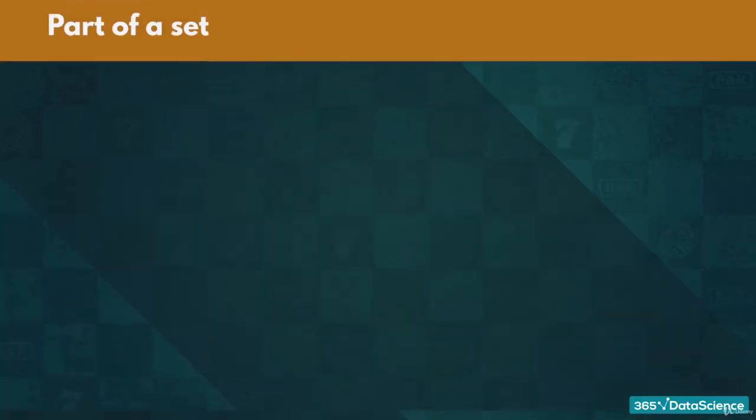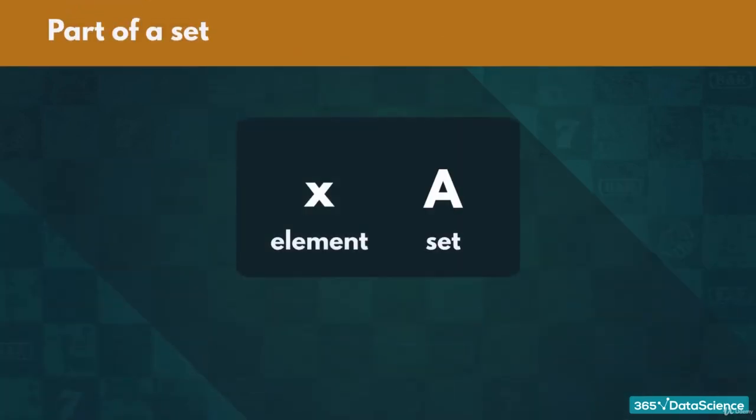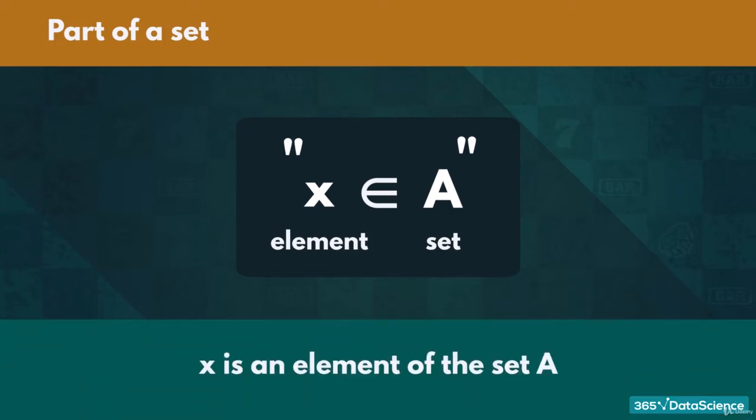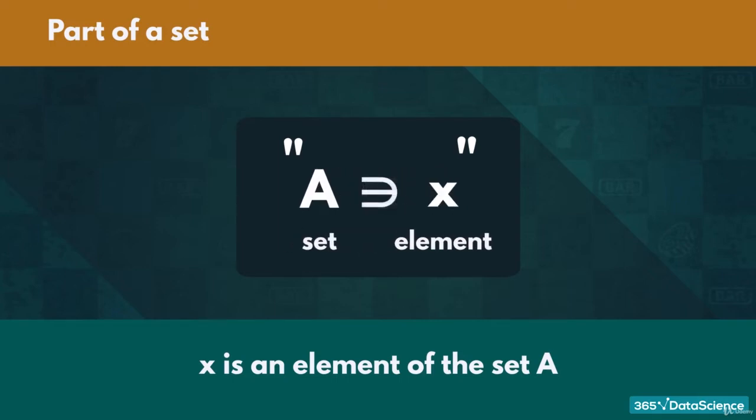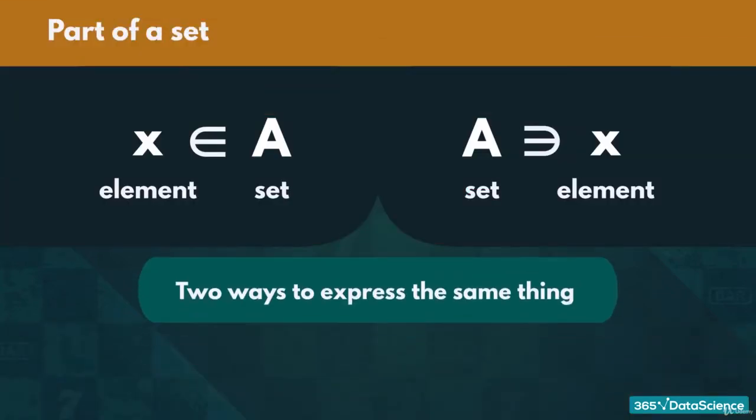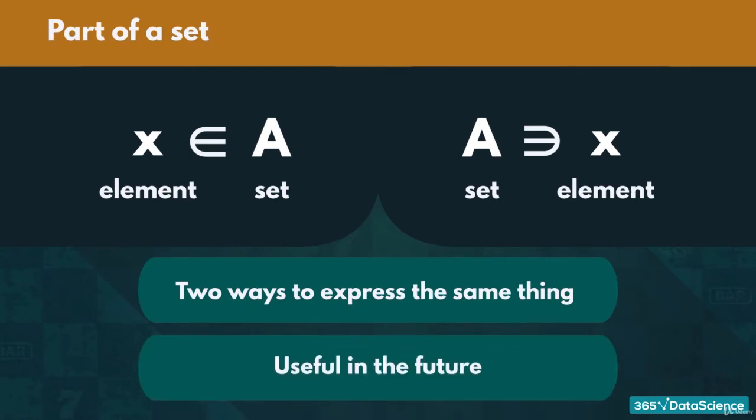When working with them, we often want to express if an element is part of a set. The symbol we use to denote that is the ∈ symbol. We read it as "is an element of," or simply "in." For instance, the following statement reads as x in A, meaning x is an element of the set A. If we want to state that the set A has an element x, we just change the order and flip the symbol 180 degrees. The new expression reads as A contains x. Having two ways to express the same thing may seem redundant, but it may prove useful for you in the future.